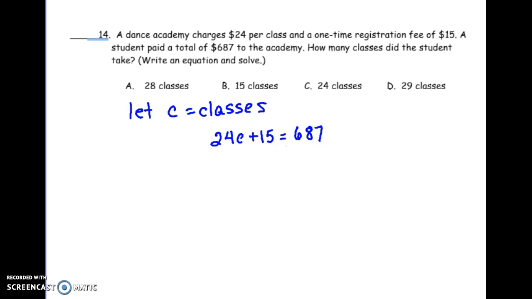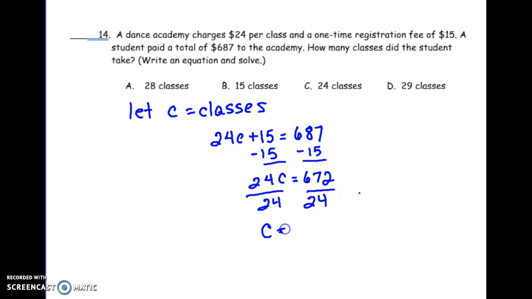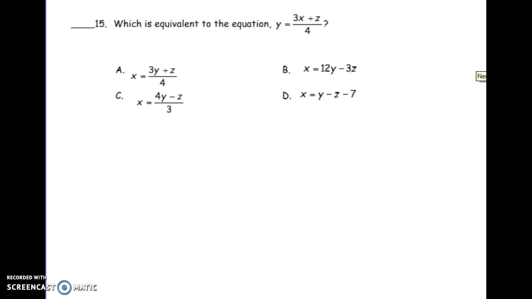So there's our equation. Now we just need to solve. So I'm going to subtract the 15 from both sides. Okay, so 24C is going to be equal to 672. And then I just divide by 24. When I do that, I find out my C is equal to 28. So that would be 28 classes, which would be A. Number 15, which is equivalent to the equation y equals 3x plus c divided by 4.